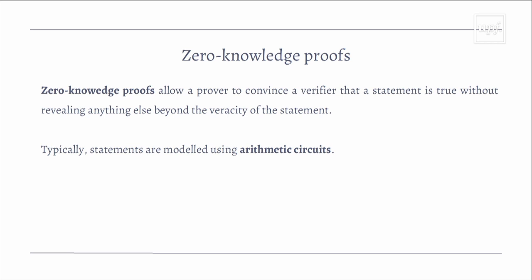So just a quick and very informal introduction to zero-knowledge proofs. A proof essentially allows a prover to convince a verifier, so it allows one party to show to another that a statement is true without revealing anything else beyond the veracity of the statement. So this is the general definition. And the way we put these proofs into practice is that we model our statements using arithmetic circuits. And this is what I'm actually going to present today.